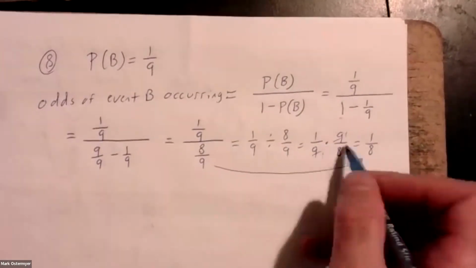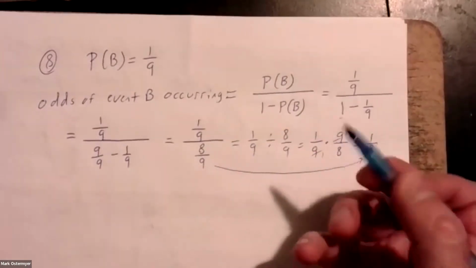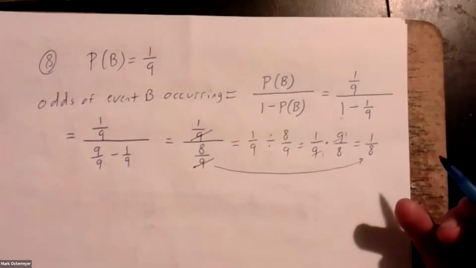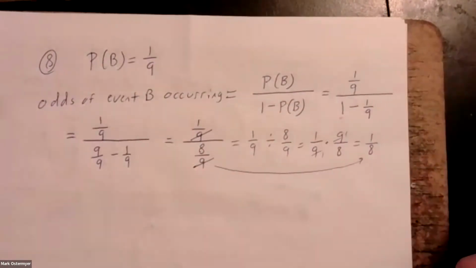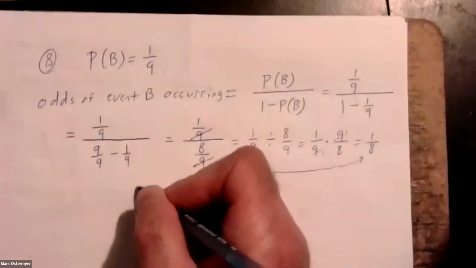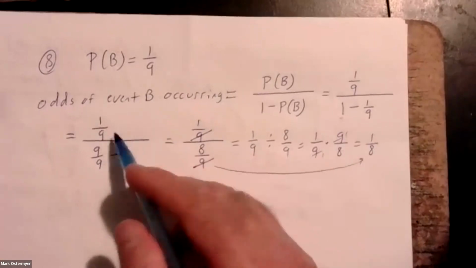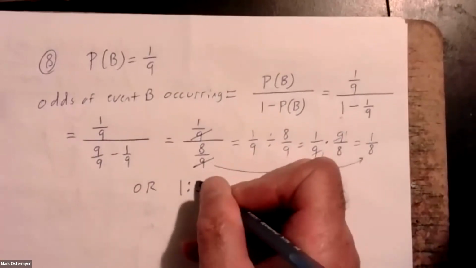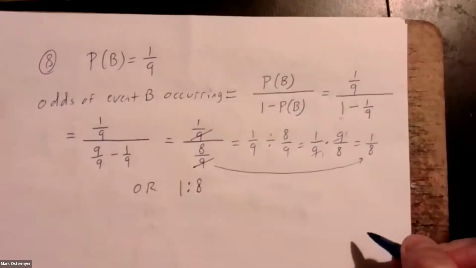Instead of having to go through all this, I could just cancel the what's out. The 9s drop out. Do you agree? And we're left with 1/8. Shortcut. See it? So, ladies and gentlemen, the odds of event B occurring would be 1/8. 1/8 odds.